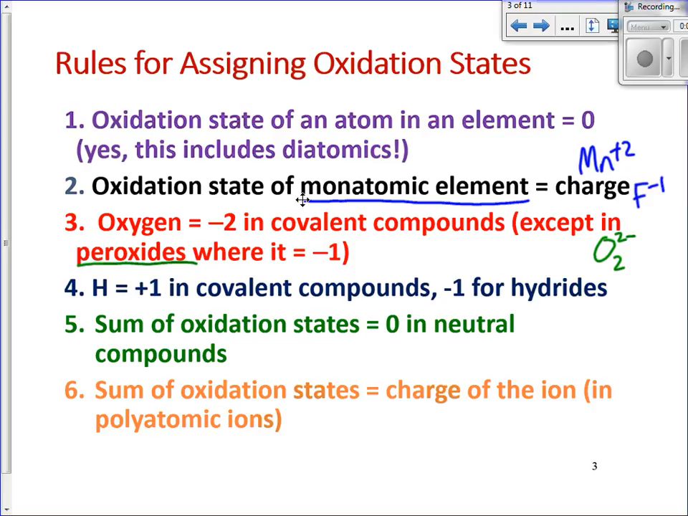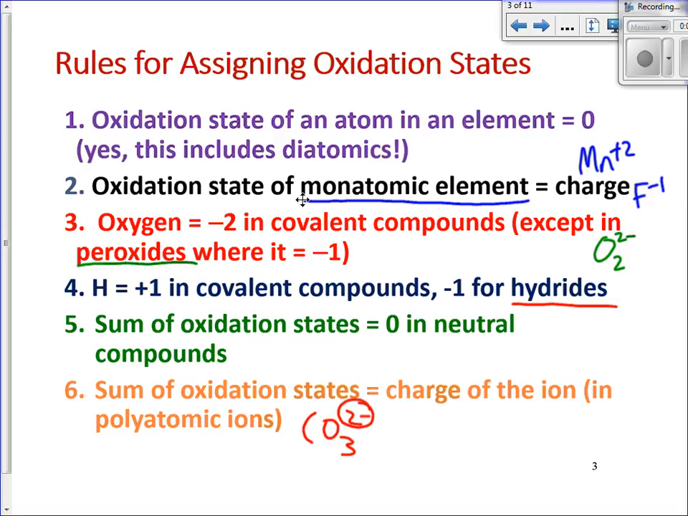H is +1 in covalent compounds and -1 for hydrides. Hydrides means they're in ionic compounds with a metal. The oxidation states are equal to 0 when it's a neutral compound, and then the sum of the oxidation states is the charge of the ion. That's for referring to the polyatomic, so you would add it up to that charge. Like carbonates, CO3, it's a 2-, so when you add it up, it should all equal -2 there, okay?